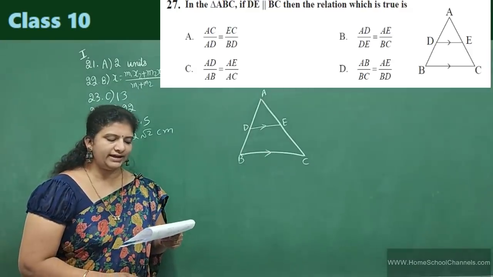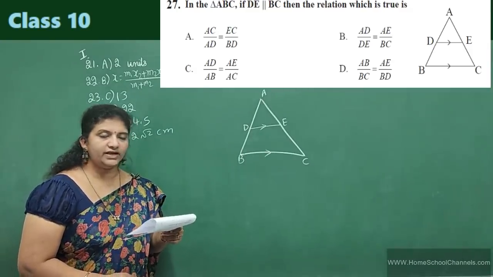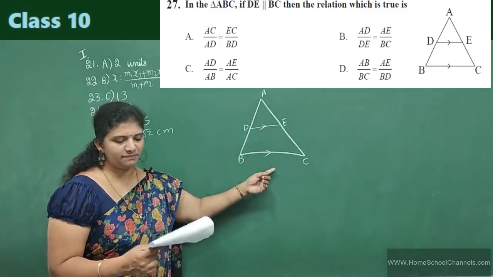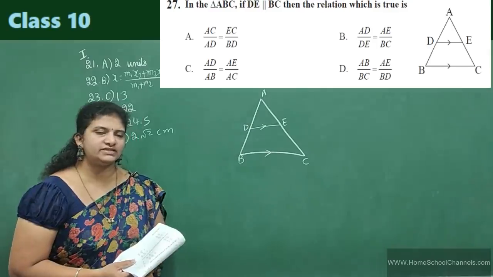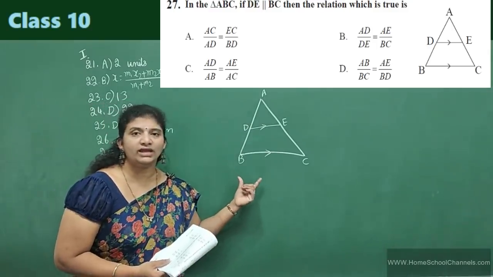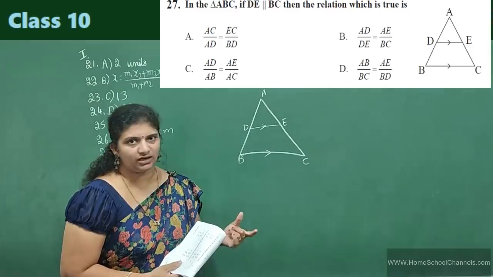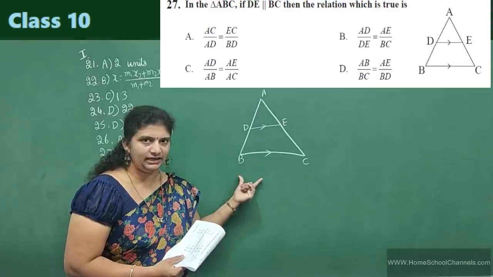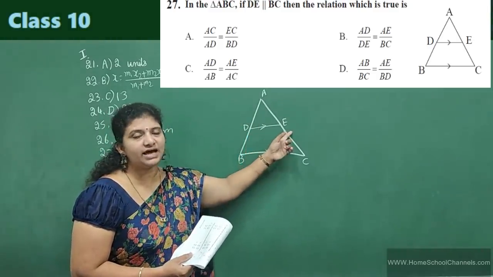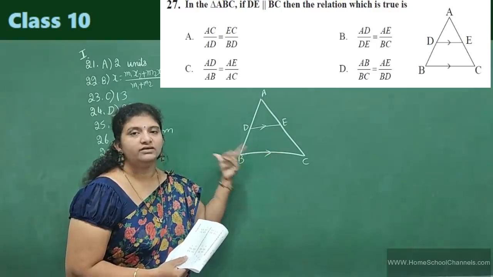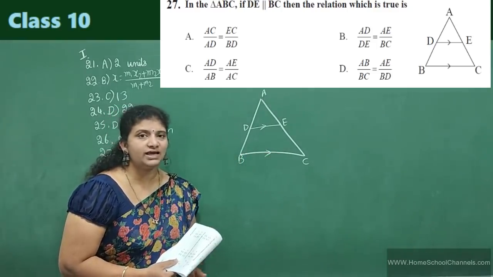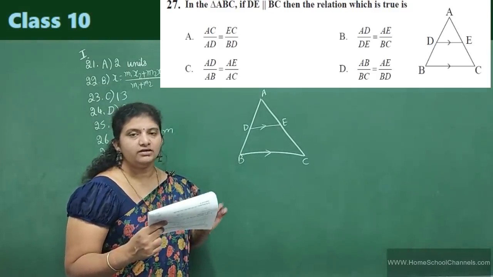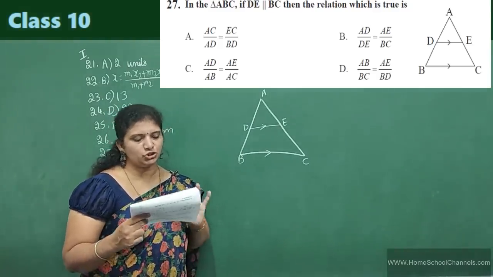27th one, in the triangle ABC, if DE parallel to BC, you can see here, in a triangle DE is parallel to BC. Then the relation which is true is, I think you can remember the basic proportionality theorem. If a line is drawn parallel to one side of a triangle, intersecting other two sides at two distinct points, divides the other two sides in equal ratio. So, let us go with the options. Check the options which is true.